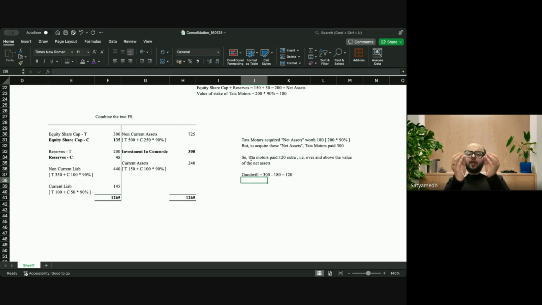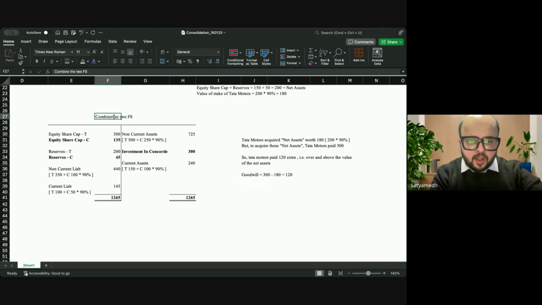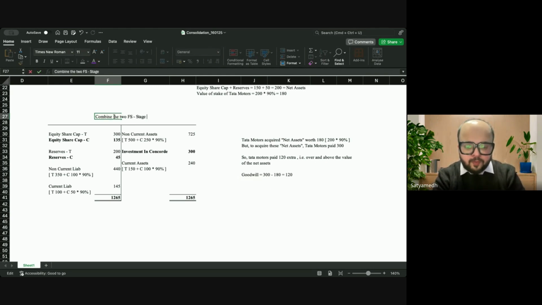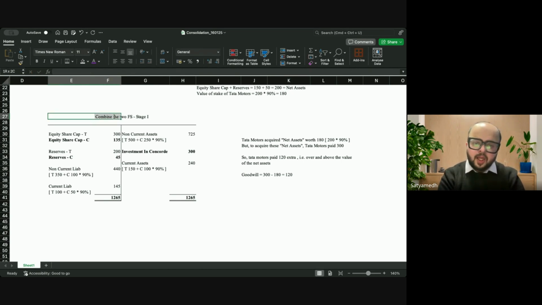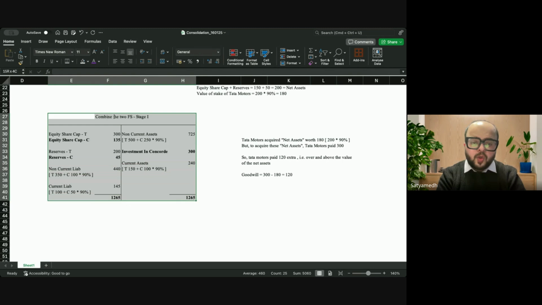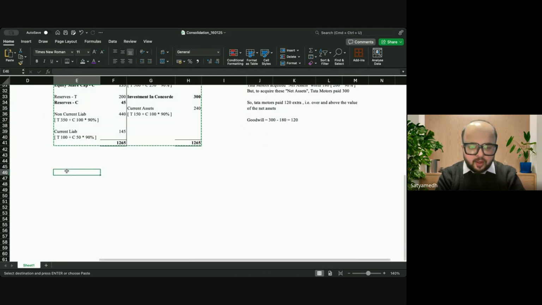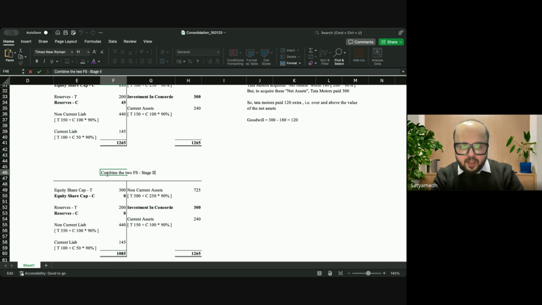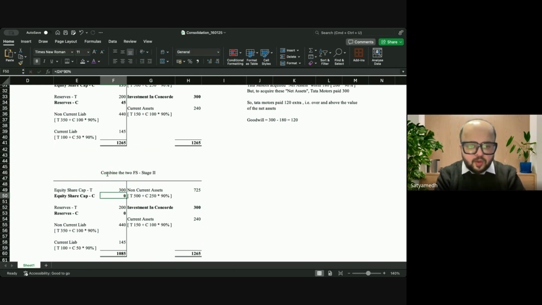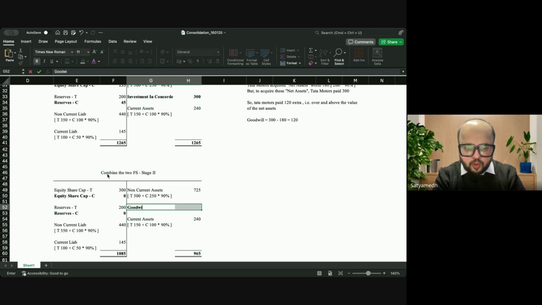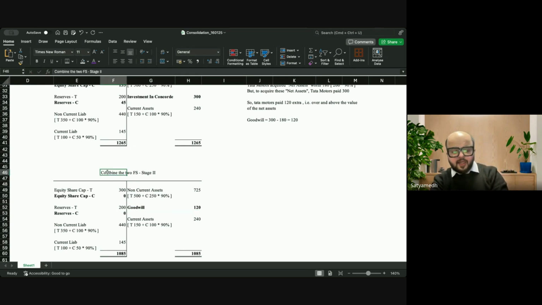Now, this 300 and this 180 represent the same thing. So instead of showing it on two different sides of the balance sheet, I would want to combine these two together, and the combined balance sheet stage 2. What will this look like? Equity share capital 0, 0, 0, everything. But here what I'm going to do is show goodwill of 120. You see my balance sheet still tallies. My balance sheet still tallies.